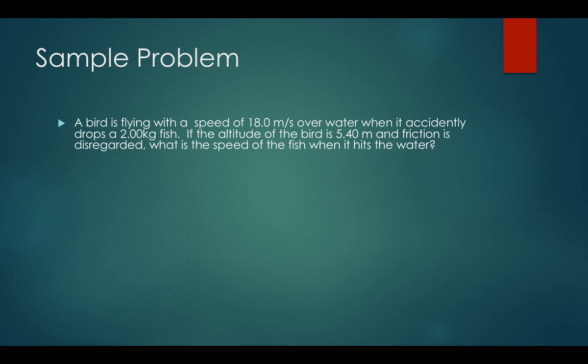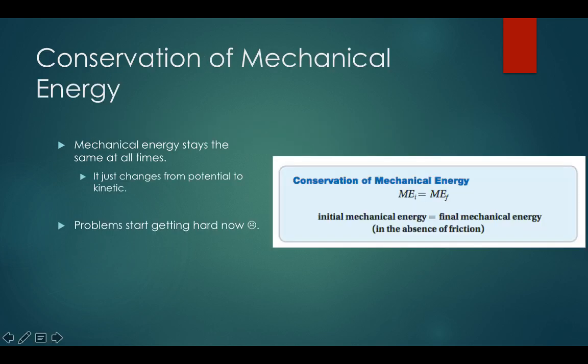So let's say we have a bird flying with the speed of 18 meters per second over water when it accidentally drops a fish that is 2 kilograms. If the altitude of the bird is 5.40 meters and friction is ignored, so we don't care about friction, what is the speed of the fish when it hits the water? Maybe you're thinking to yourself, I have no idea. Well, we can use the formula back here because we know that the energy at the beginning is the same as the energy at the end.